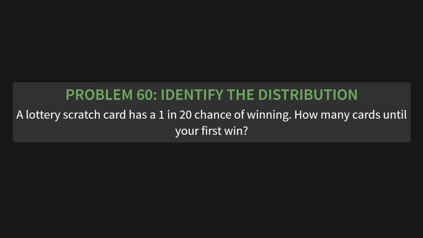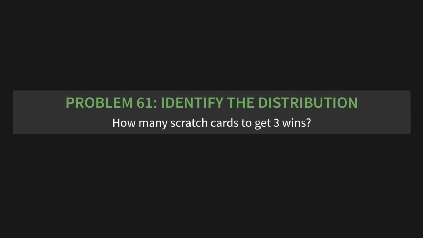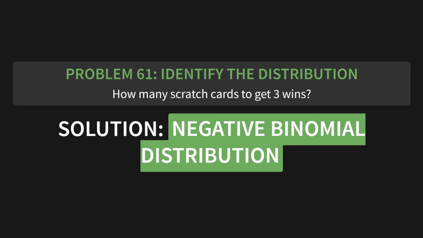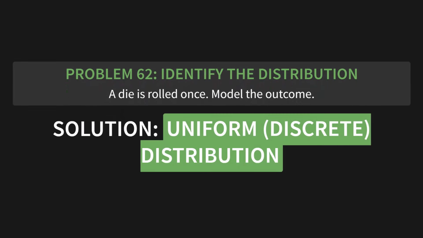A lottery scratch card has a 1 in 20 chance of winning. How many cards until your first win? Geometric distribution. How many scratch cards to get 3 wins? Negative binomial distribution. A die is rolled once. Model the outcome. Uniform discrete distribution.